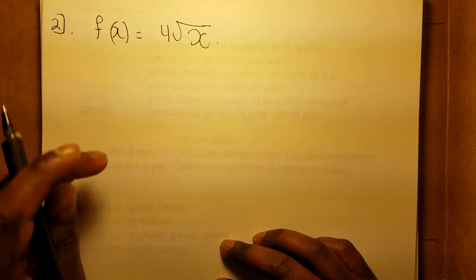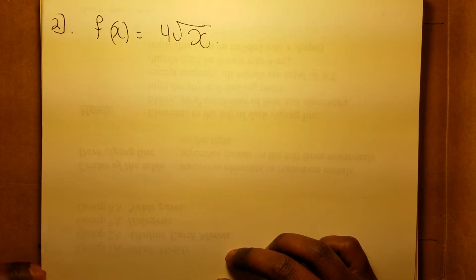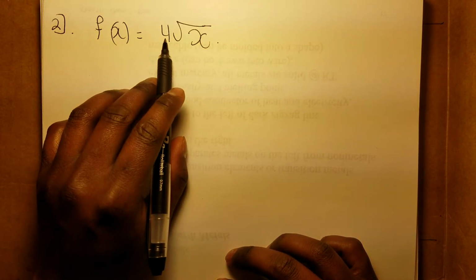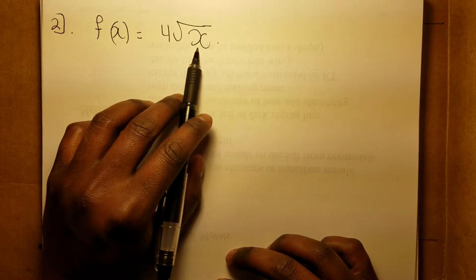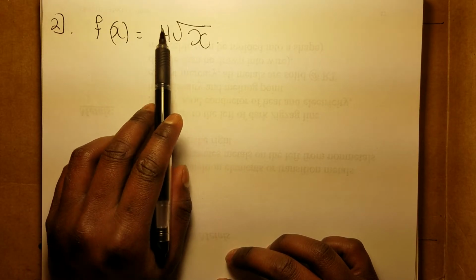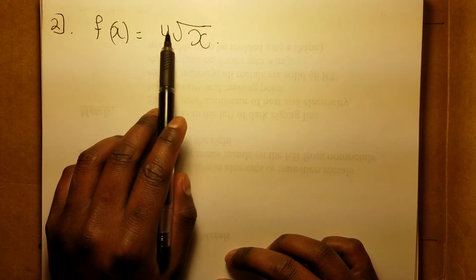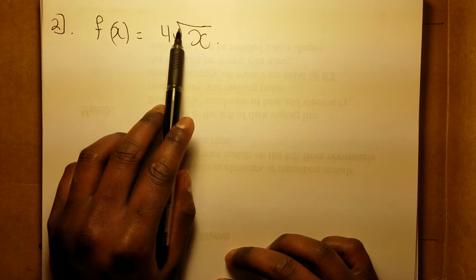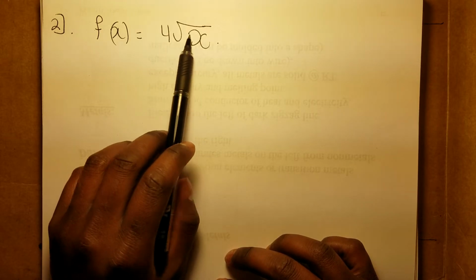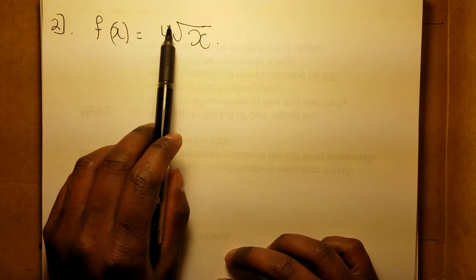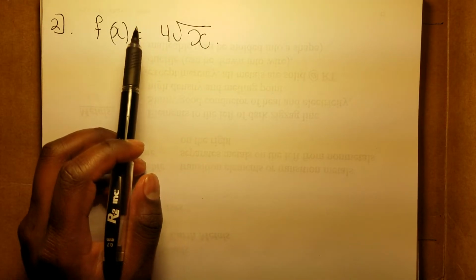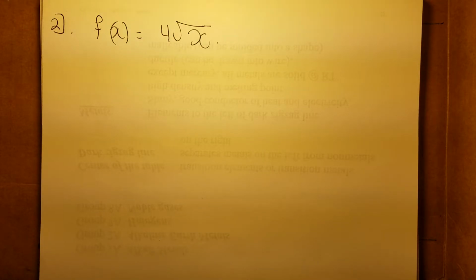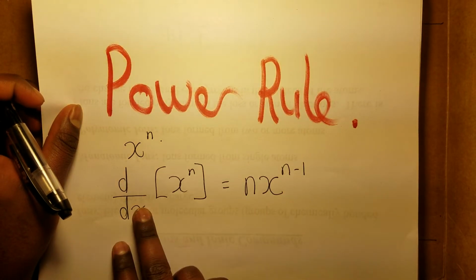So let's look at this example. f of x is equal to 4 times the square root of x. What kind of function is this? You might think it's a multiplication. This is one term. Now, this term can actually be written in the power form. This is not a product form, so we're dealing with the power form. This is called the power rule.